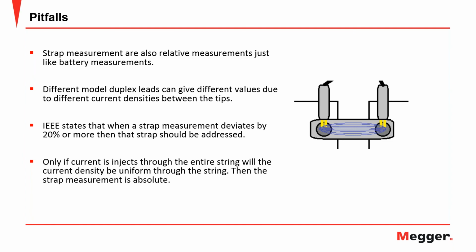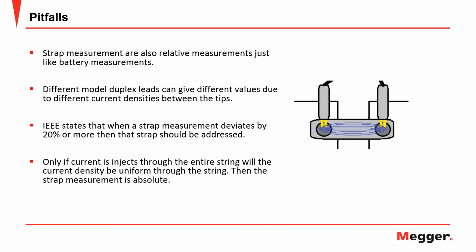If I get another set of leads that have the pins at a further distance, I'm going to get a different reading. So what I want to do is see how much they change from my previous reading. Now, if you have a system that injects current through the whole string, you have a uniform current density, so the readings will be absolute at that point.